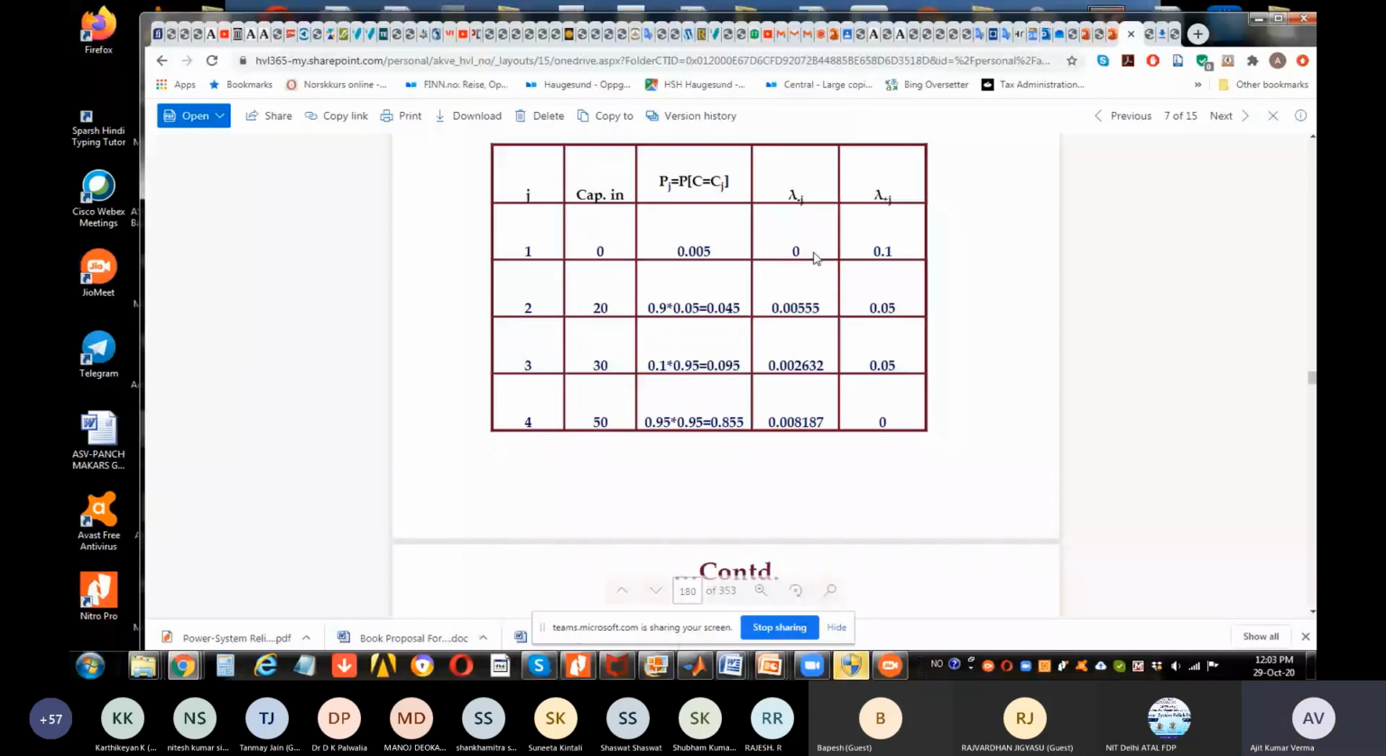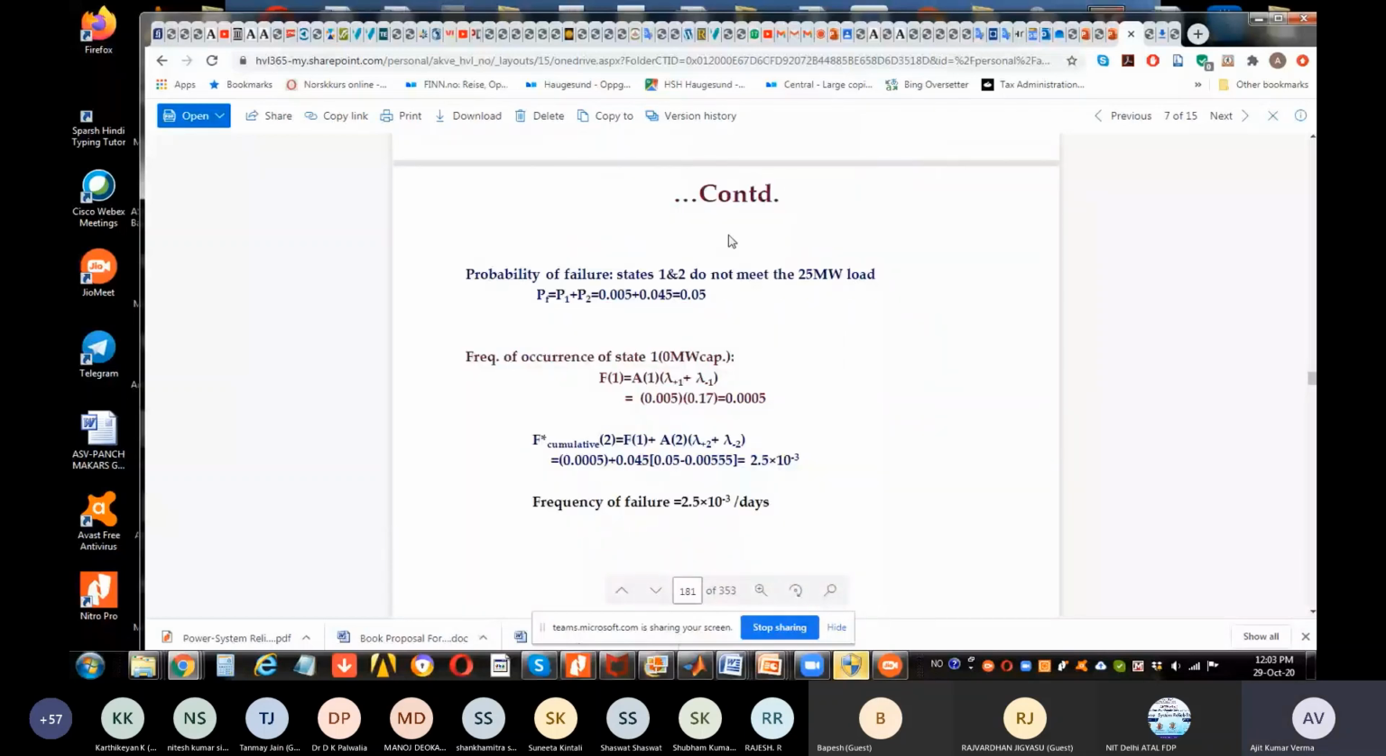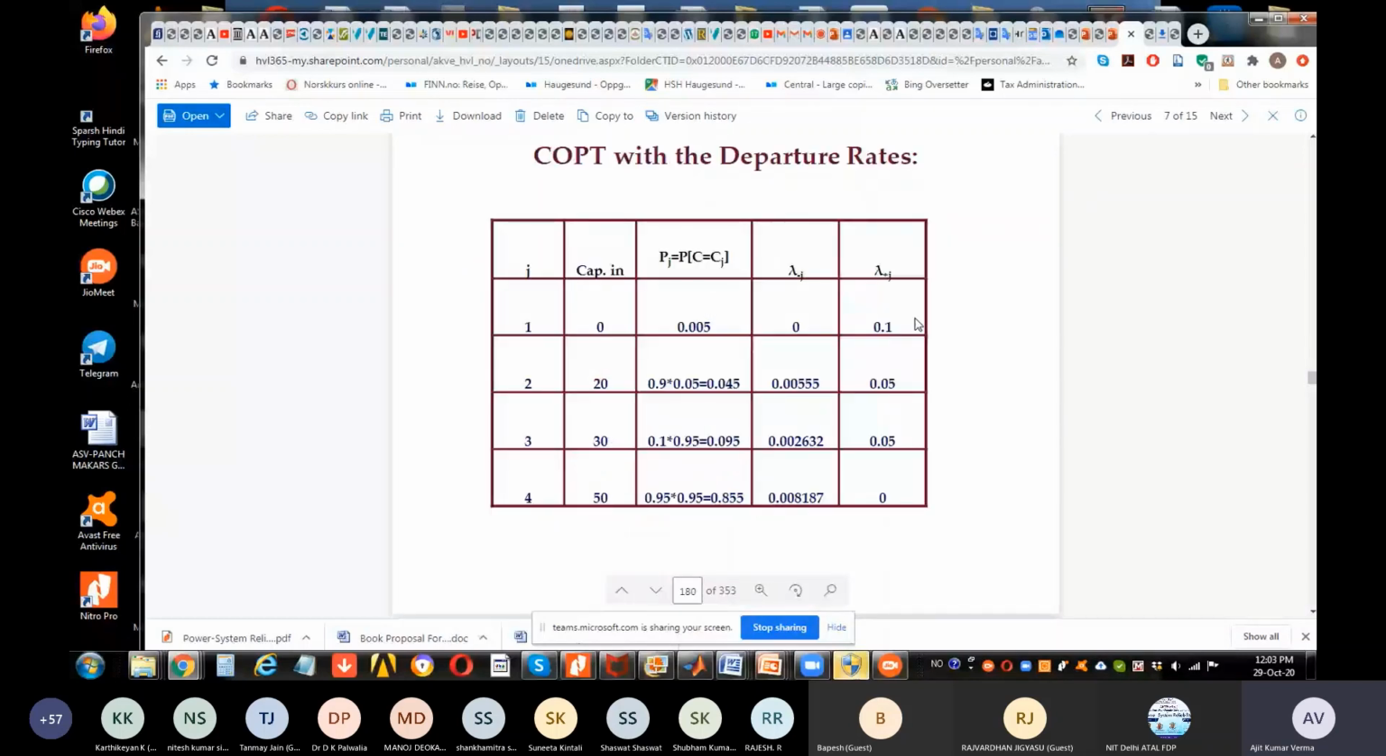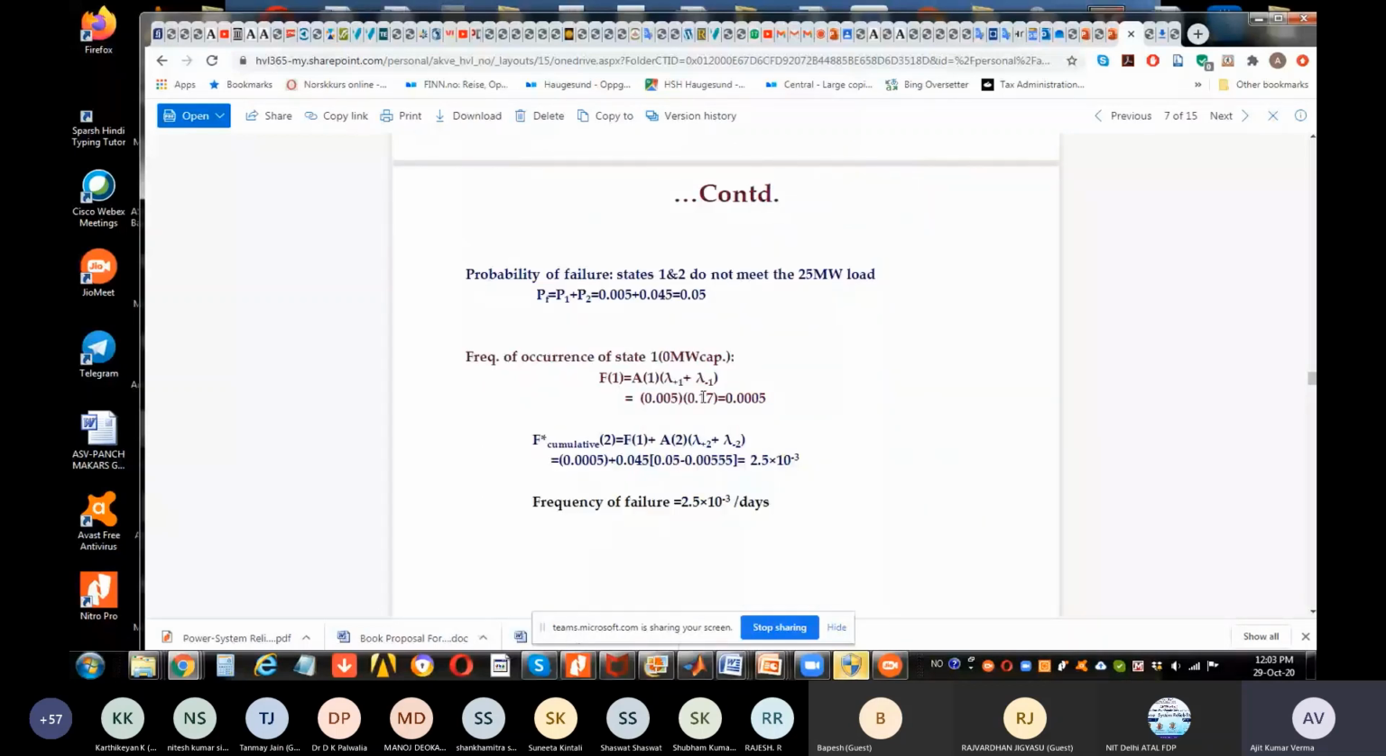The sum of these transitions is not 0.17. This is simply 0 plus 0.1. It's a typo, so 0.1, this 7 is not there. So 0.005 multiplied by 0.1 gives you 0.0005. Okay. Now, what about the cumulative probability?